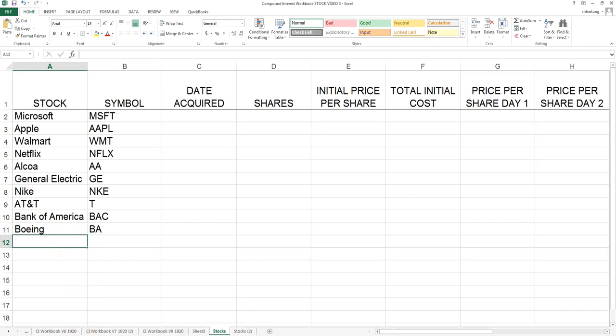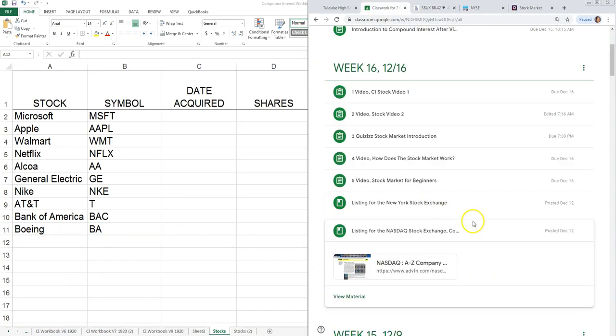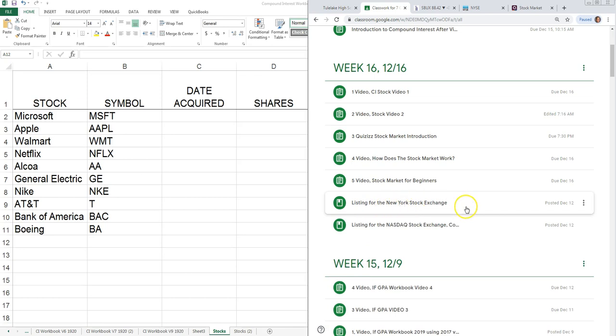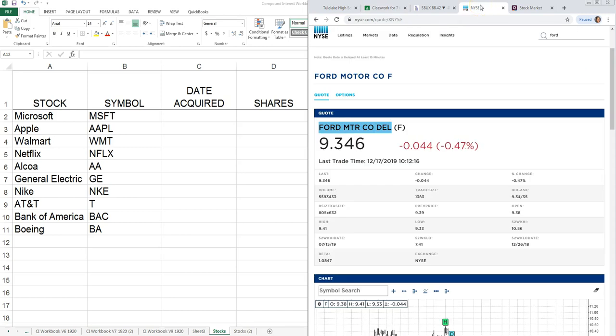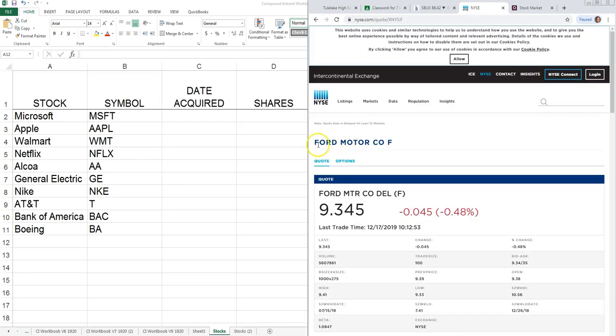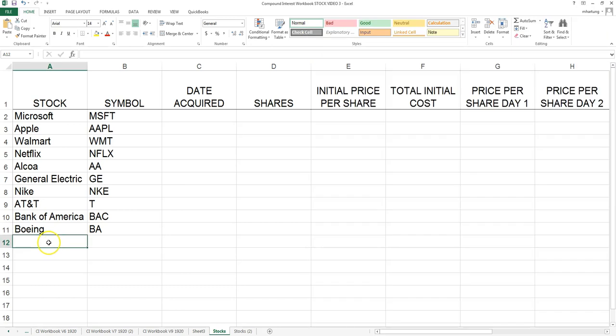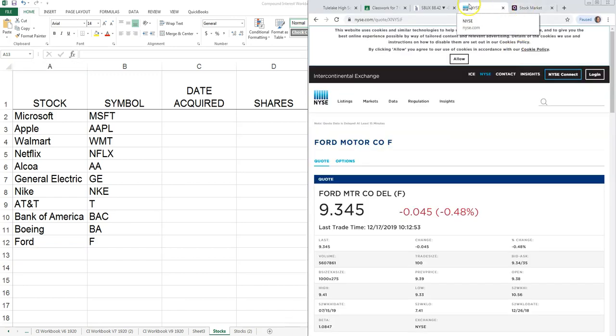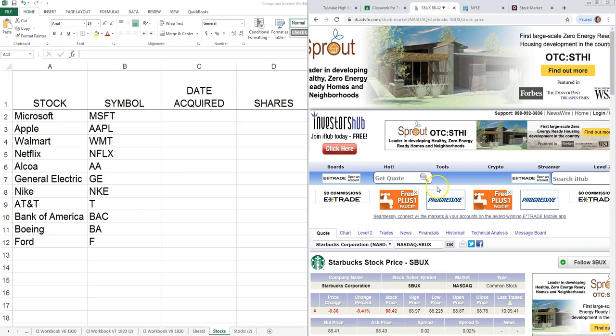You'll find this information at Google Classroom, right here, listing for the New York Stock Exchange and the listing for the NASDAQ Stock Exchange. On the New York Stock Exchange, go ahead and pick 5 companies, and the information comes up, and I would go ahead and type Ford here and then put in their symbol, which is an F, and then I would go find 5 more of those within the New York Stock Exchange, and then go on over to the NASDAQ and do the same thing.